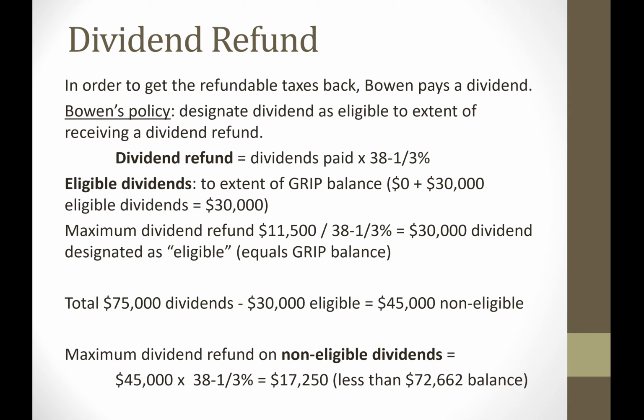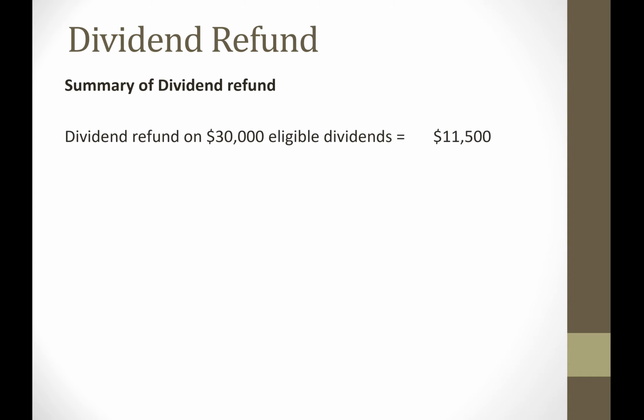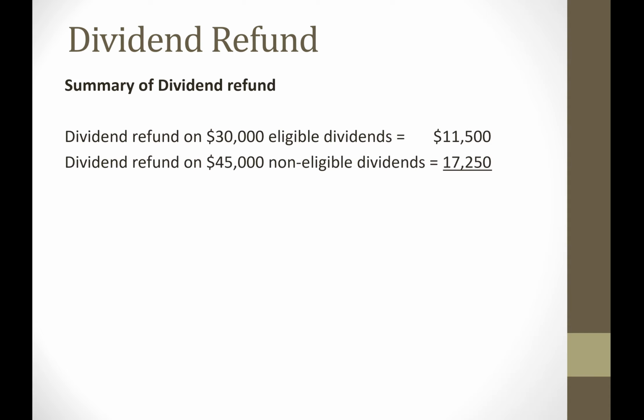Now, let's move on to the next slide and summarize the total dividend refund. The total dividend refund is going to consist of two amounts: the dividend refund on the eligible dividends paid and the dividend refund on the non-eligible dividends paid. And so that's going to result in a total dividend refund of $28,750.